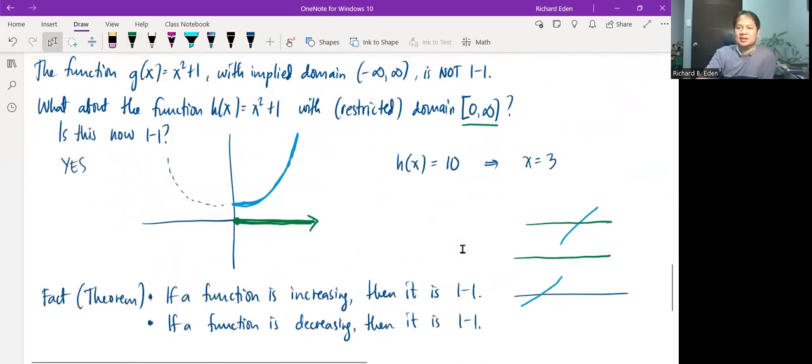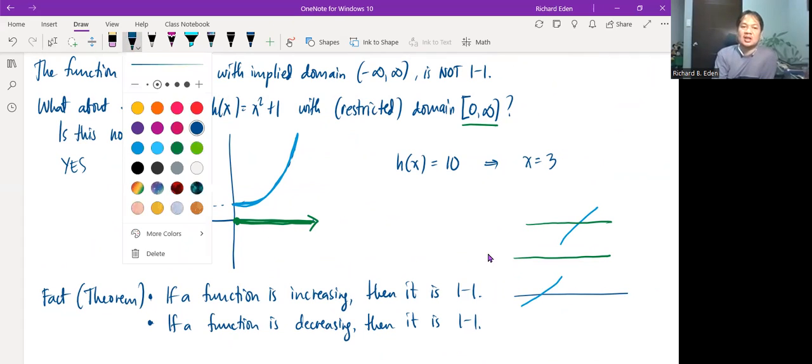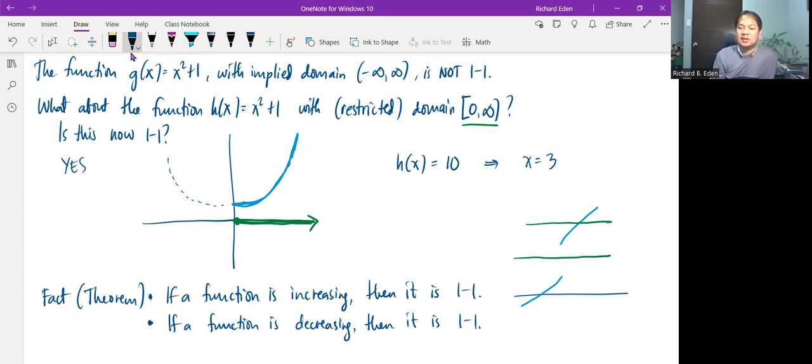Okay, so for every point in the range, isa lang yung responsible point from the domain. So if a function is increasing, then it is one-to-one. If a function is decreasing, then it is one-to-one. Question: if a function is one-to-one, kailangan ba increasing siya? Kailangan ba decreasing siya? Or not necessarily?